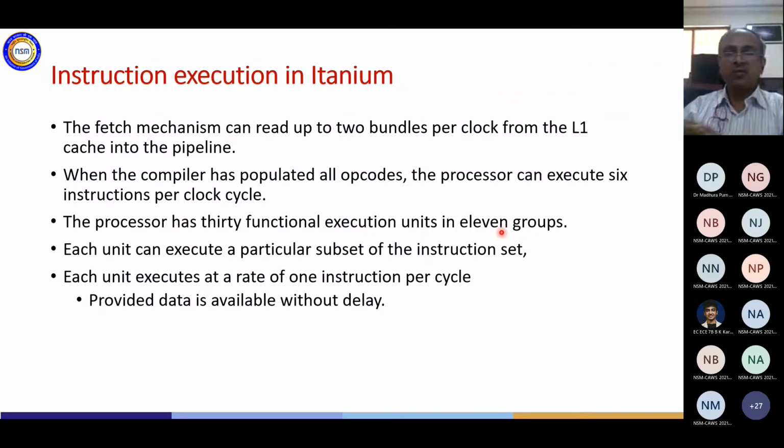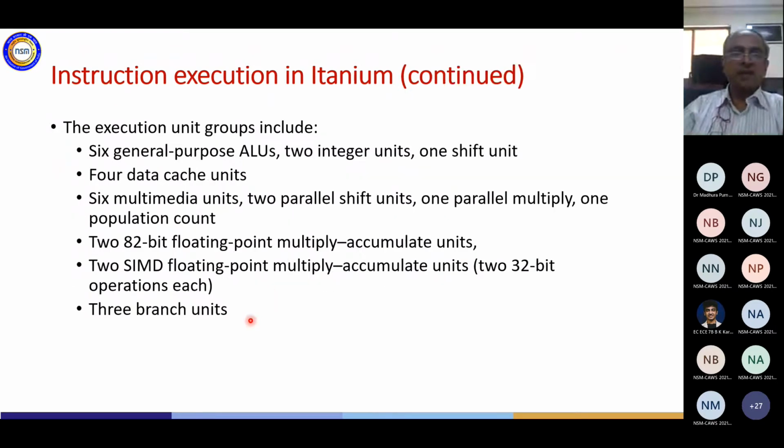They are in 11 groups. I will show the 11 groups later. Each unit can execute a particular subset of the instruction set. So what is a subset? Integer add, integer multiply, floating point multiply. These are some of the subsets. Each unit executes at the rate of 1 instruction per cycle, provided the data is available. That is the way each unit works, but the data has to be available. That is what is scheduled by the compiler.